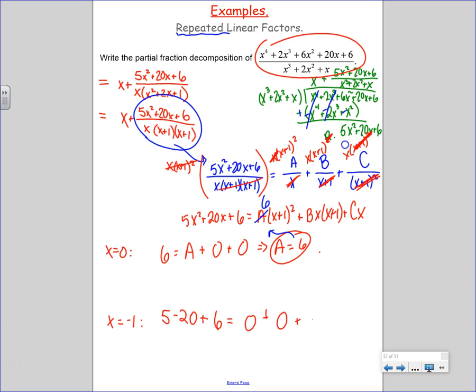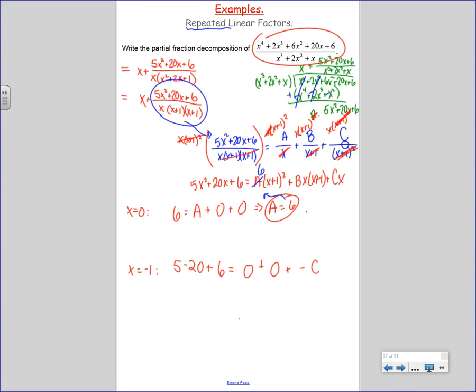-1 times c. Plugging in -1 for all my x's. So -c is equal to, hold on, 5 minus 20 is -15. -15 plus 6 is -9. If -9 equals -c, then I know c equals 9. Aha! All right, let's take them.